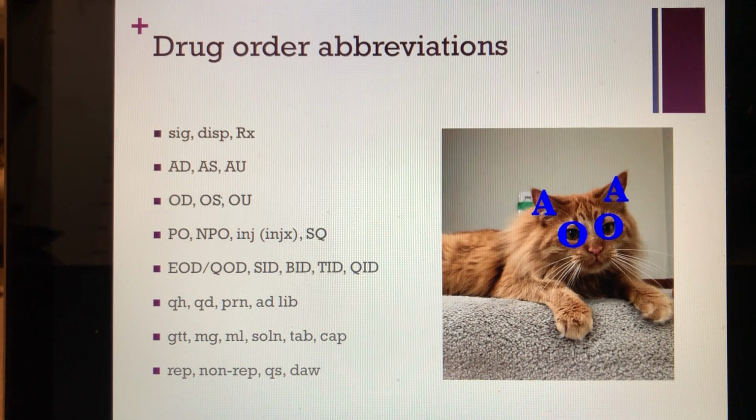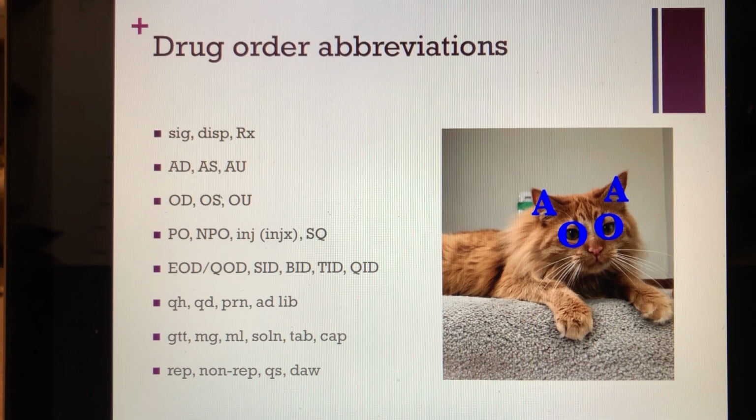NPO means not per os, so nothing by mouth. If an animal is NPO, we're not giving them water, food, or any medications. INJ or INJX is a short form for injection. If we're giving a medication by injection, we would put it that way. And then SQ is for subcutaneous. The cutane refers to the skin, and sub means below. So a subcutaneous injection goes right underneath the skin.